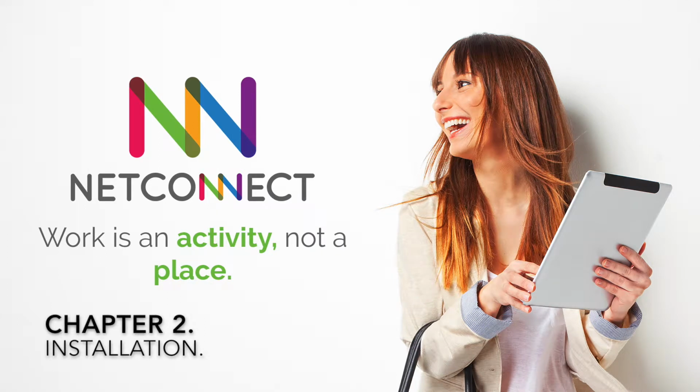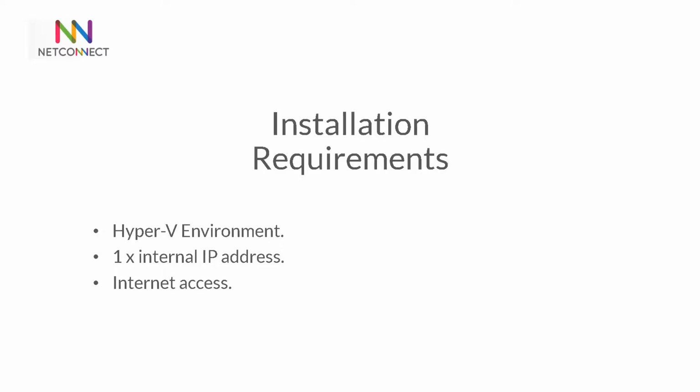In Chapter 2, we're going to run through a standard installation. For the purposes of the training, we're going to be installing onto a Hyper-V environment, so you'll need access to the Hyper-V Management Console. If you're running a different hypervisor such as VMware or a cloud platform such as Azure or AWS, you'll need to refer to those specific installation guides which you'll find on the Northbridge website. But for any other chapters, just keep in mind the training really doesn't matter which platform your NetConnect server is installed onto. You'll also need an internal IP address, and finally you'll need internet access to download the installation file.